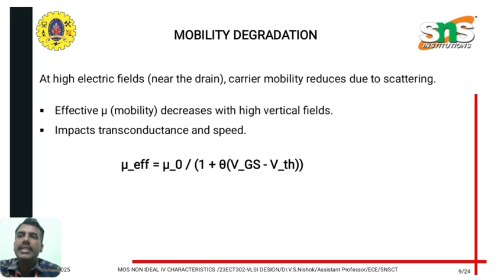So next one is mobility degradation. Ideally we think that the electrons or any charges move from source to drain in a straight line, which is false. Practically they will scatter. Practically, when the VDS value or VGS value increases, the electrons moving from source to drain in the channel move in the form of scattering, which reduces the mobility.